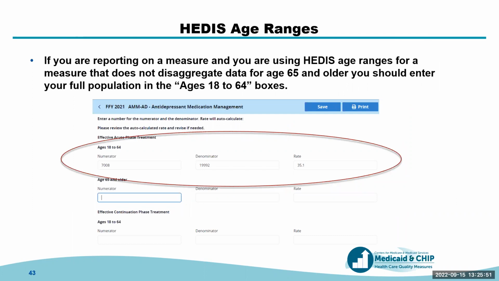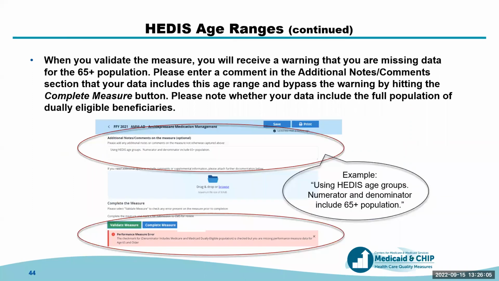If you are reporting on a measure and you are using HEDIS age ranges for a measure that does not disaggregate data for ages 65 and older, you should enter your full population in the ages 18 to 64 boxes. When you validate the measure, you will receive a warning that you are missing data for the 65 and older population. Please enter a comment in the additional notes comments section that your data includes this age range and bypass the warning by hitting the Complete Measure button. Please note whether your data include the full population of dually eligible beneficiaries.